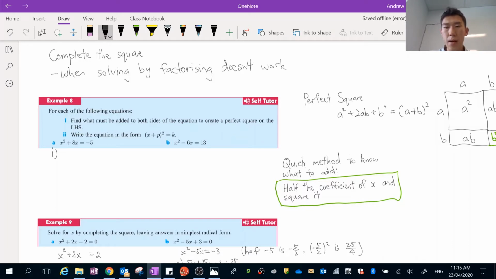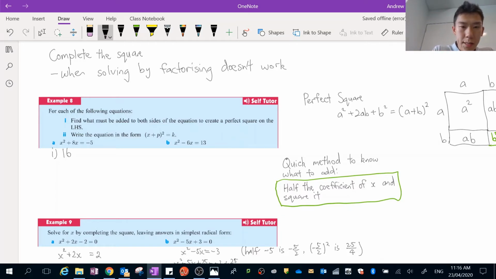What you need to do is find the coefficient of x. In this case it's 8. Then you halve it, and then you square it. If we halve 8, it's 4. If we square 4, it gives us 16. So 16 is the number we need to add to both sides. We need to add it to both sides because it's an equation. Whatever we do to one side, we have to do the same to the other side to keep our equation true.